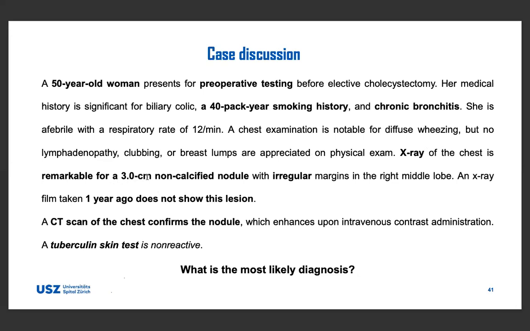So on physical examination, it's not so suspicious, but on the X-ray of the chest, you can see a remarkable 3-centimeter non-calcified nodule, which has irregular margins, in the right middle lobe of the lung. An X-ray taken 1 year previously does not show this. So there is something 3 centimeters large that developed within 12 months. And then the additional CT scan of the chest confirms this nodule, which enhances upon intravenous contrast administration. It means whenever you give IV contrast, the contrast is enriched in this lesion, so you can see it more clearly. They also did a tuberculosis test, which was negative.